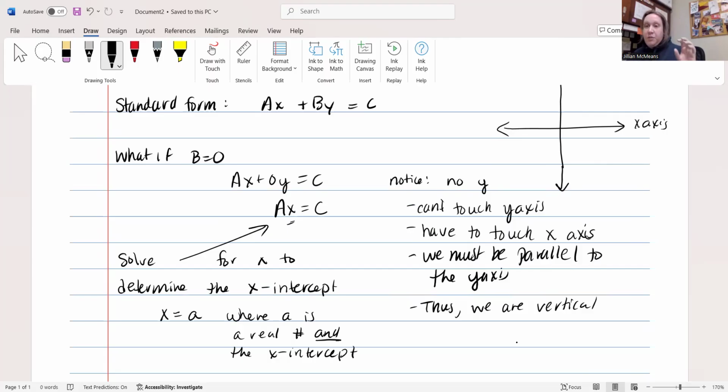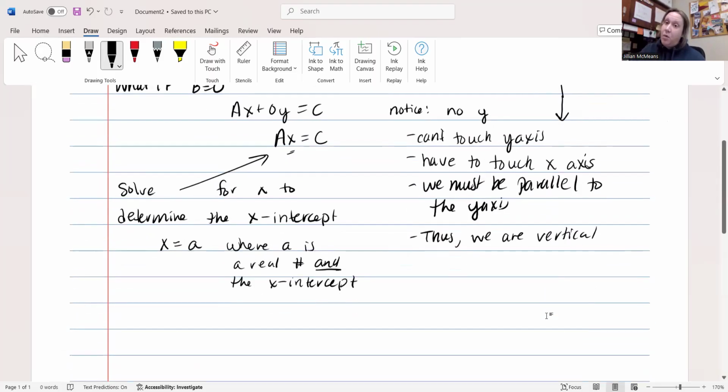So again, if b equals 0 in this standard form, so the coefficient of y is 0, that 0 times y just becomes 0. Okay, we're left with ax equals c, so some coefficient times x equals some constant. We know that means we can't touch the y-axis, we have to touch the x-axis, which means we have to be parallel to the y-axis, which makes us vertical. The issue is, where do we cross the x-axis? Solve ax equals c for x, and that tells you the x-intercept, okay?